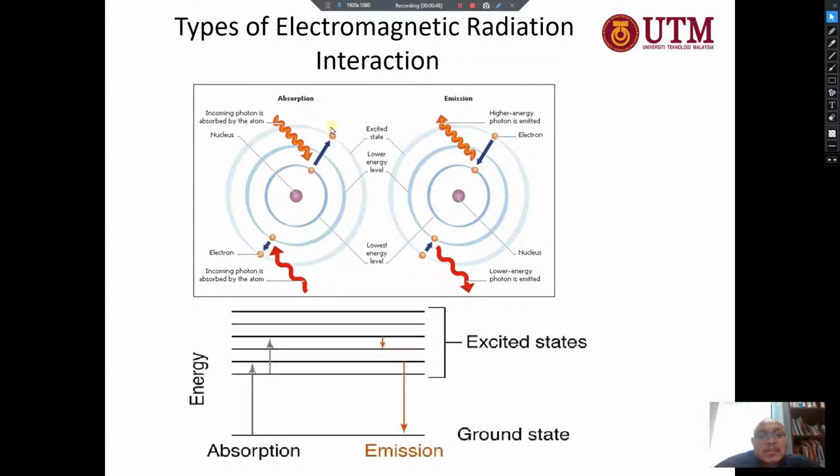Okay. So this is the absorption. It goes from the lower state or ground state to the higher state, or we can call it the excited state. For the emission, it's vice versa, with the relaxation of the electron from the excited state to the ground state, and then the energy from the emitter, the analyte of interest, is emitted to the radiation field.